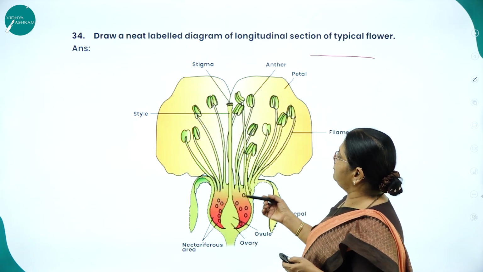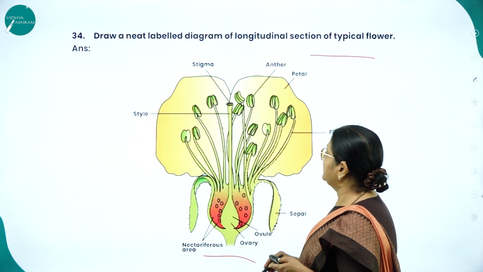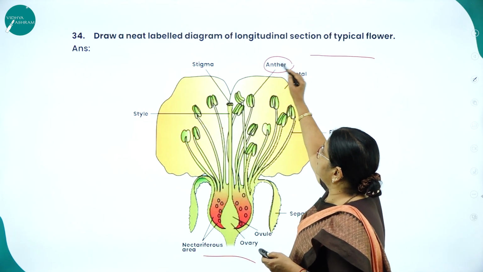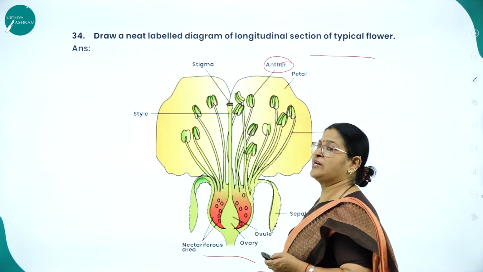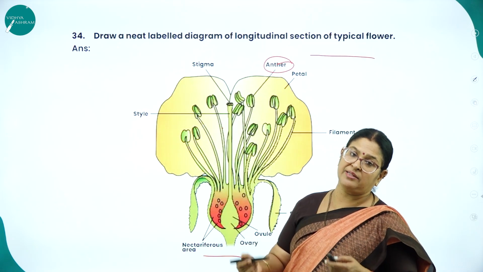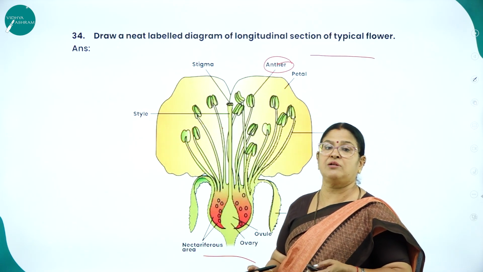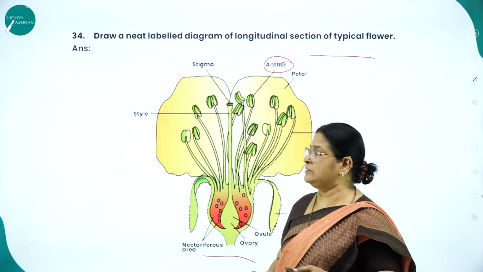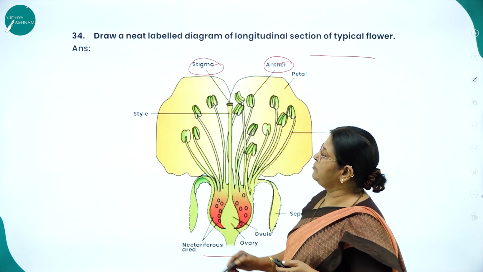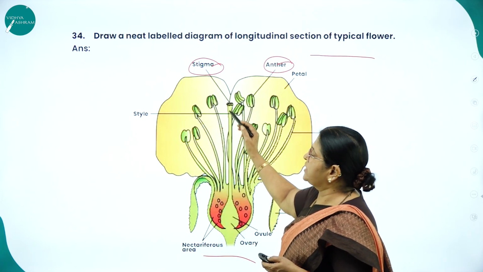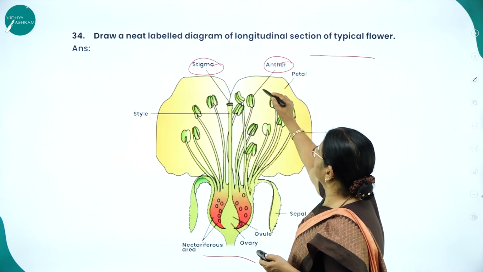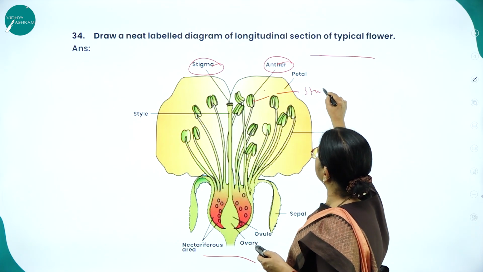And this is the last but one question, question 34: draw a neat labelled diagram of an LS of a typical flower. So this is the diagram of a typical flower, where you can see the anther, the male reproductive part of a flower. As already said, flowers are the morphological and embryological marvels of the plant kingdom. Here you can see the male, and this is the female reproductive part of our flower. And style, stigma, ovary, these are the stamens.